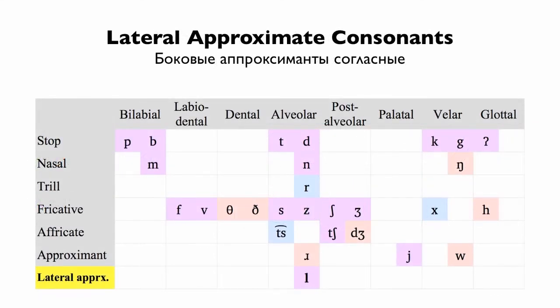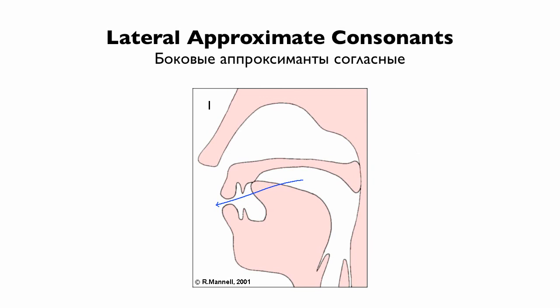The final row only contains one sound. L occurs in both English and Russian. Lateral approximants, such as l, are produced when the tongue blocks the air from going through the middle of the mouth, but instead forces the air to travel along the sides of the tongue. Repeat the following words and take notice how the tongue blocks the air from traveling through the center of the mouth.